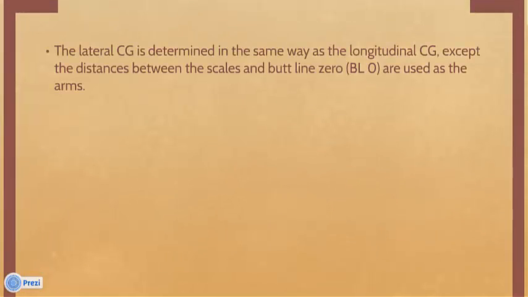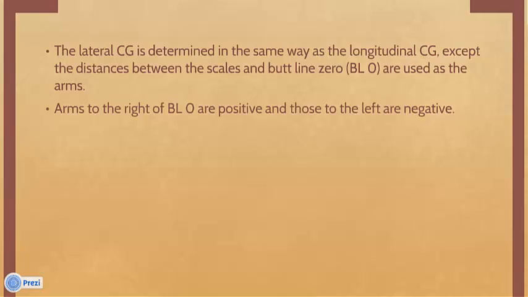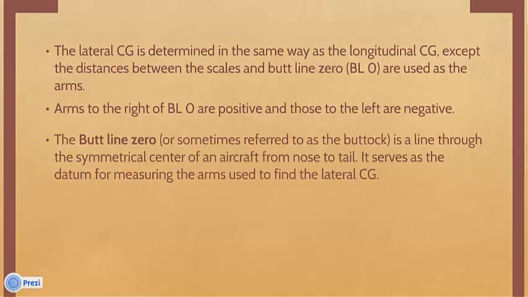The lateral CG is determined in the same way as the longitudinal CG, except the distance between the scales and butt line 0, or BL0, is used as the arms. Arms to the right of BL0 are positive and those to the left are negative. The butt line 0, sometimes referred to as the buttock, is a line through the symmetrical center of an aircraft from nose to tail. It serves as the datum for measuring the arms used to find the lateral CG.